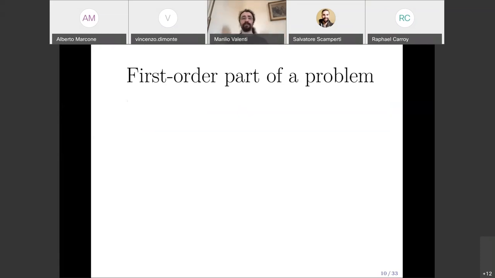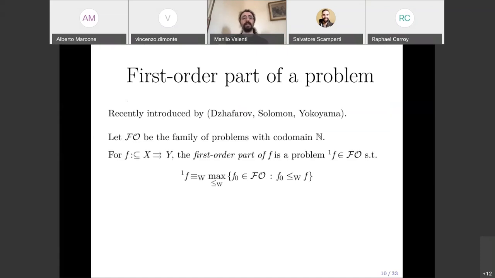So let me just start from this one. This has been recently defined by Damir Dzhafarov, Reed Solomon, and Keita Yokoyama. So they introduced this notion. The idea is not completely new; it has already been somewhat used in the literature, but the formal definition, and especially this characterization here, is new. As a notation of convenience, we can use FO to denote problems with codomain N.